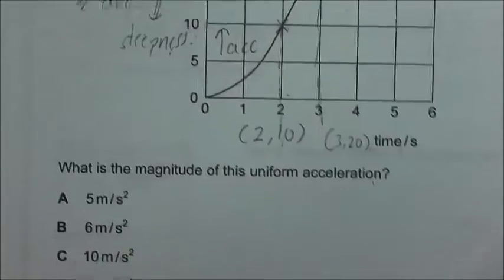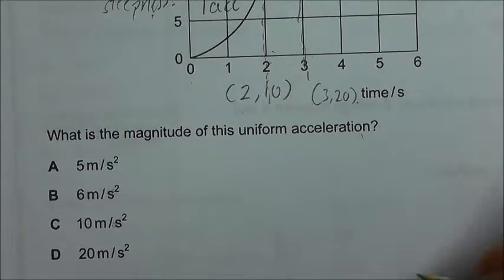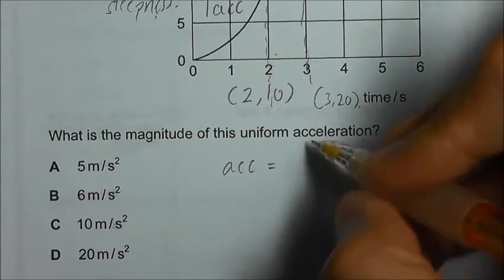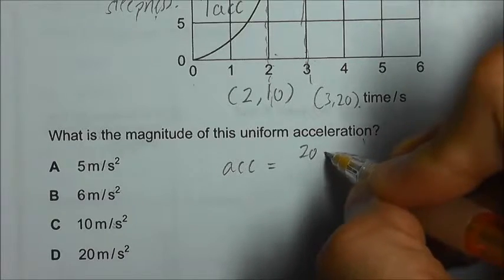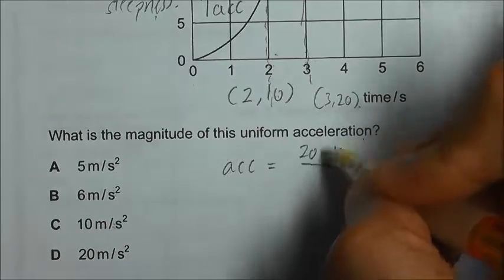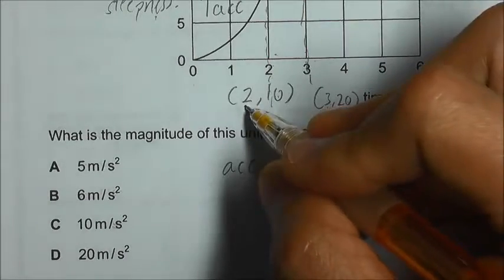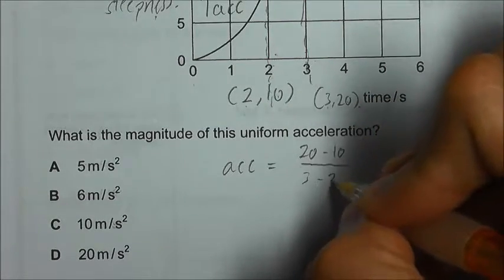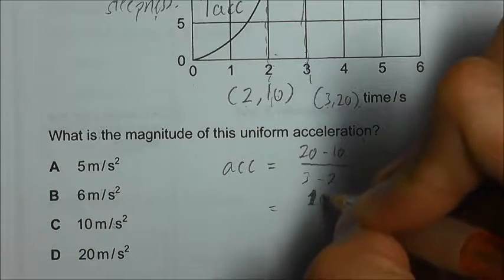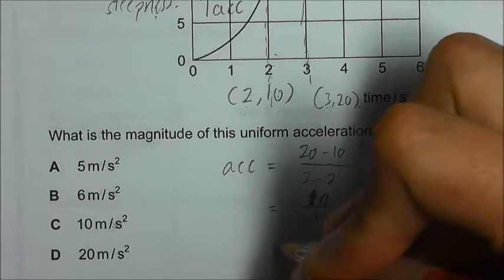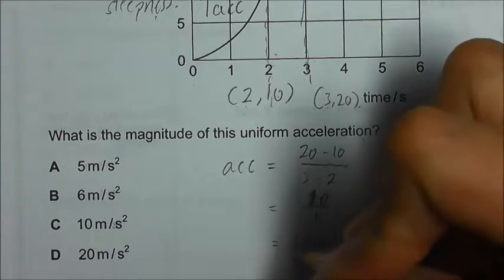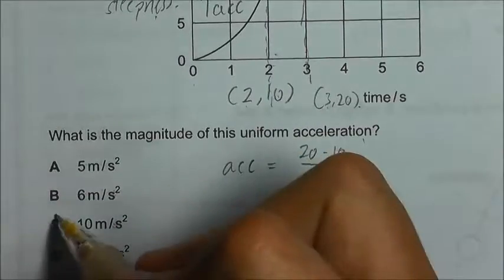Now we use the gradient formula, y1 minus y2 over x1 minus x2. 20 minus 10, y1 minus y2 divided by x1 minus x2, 3 minus 2. That will give us 10 over 1. We have the acceleration as 10 meter per second squared. Answer C.